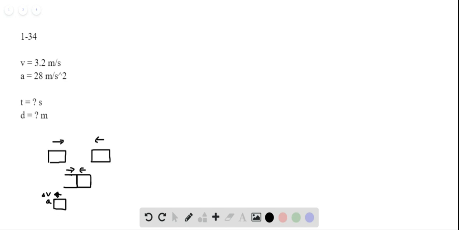So the first part of this question is to look for the time interval required for this to occur. We can say that the time required is simply the change in velocity over the acceleration. We're given the magnitudes of each, and really we're just looking for a change, so it doesn't matter that both are occurring in the negative direction. We just need to think of it as an absolute value for each. So our change in velocity is 3.2 meters per second, and our acceleration was 28 meters per second squared. So the time interval needed is 0.114 seconds.